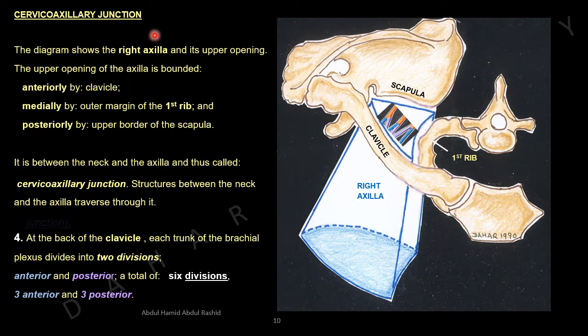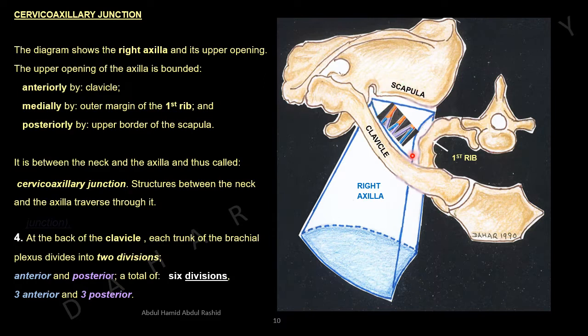Cervico-axillary junction. Look at the diagram. This is the right axilla, armpit. This is the upper opening of the right axilla. It is triangular in shape. This is the clavicle, this is the first rib, and this is the scapula.